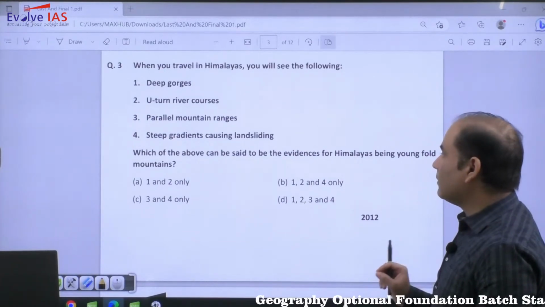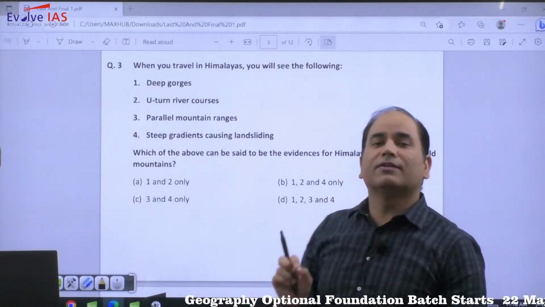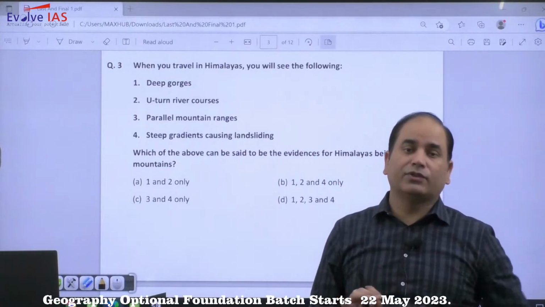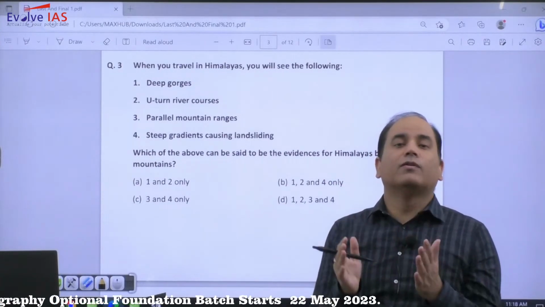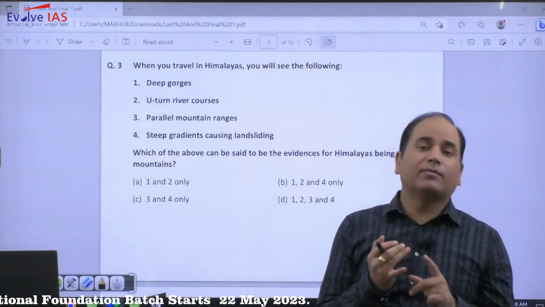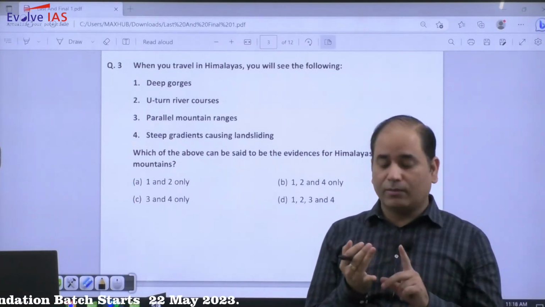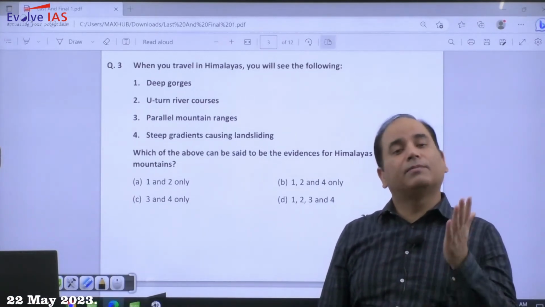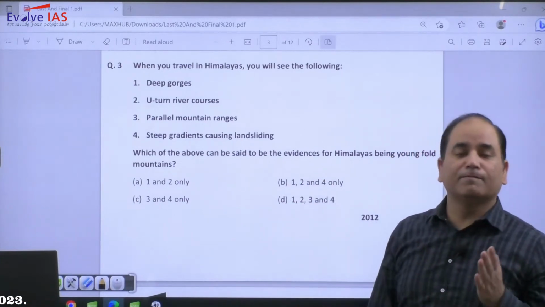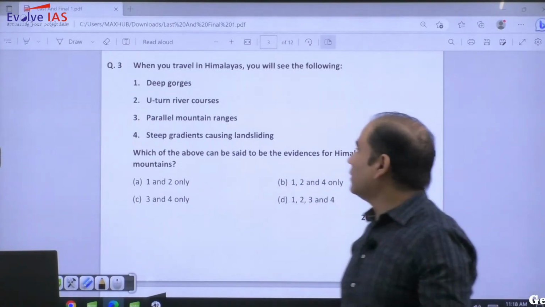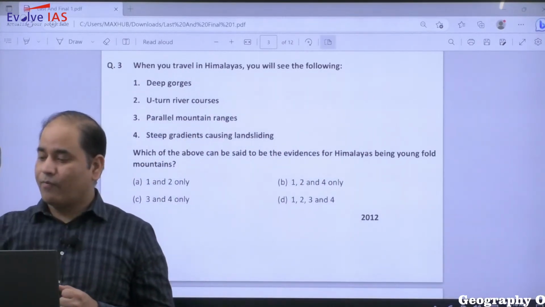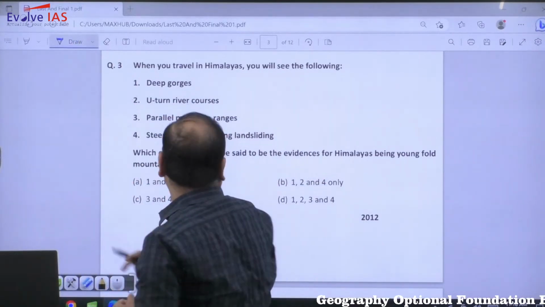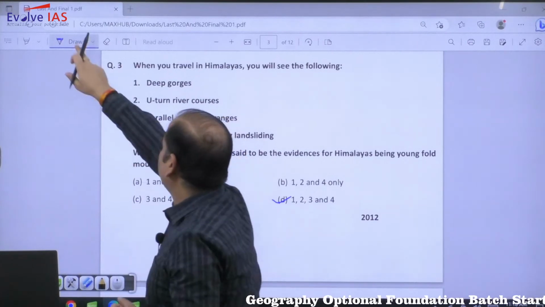As far as parallel mountain is concerned, parallel mountain is a feature specifically of Himalaya, because on the earth surface you will also have other young fold mountains, like the Rockies, Atlas, Andes, but in Rockies, Andes, Atlas you will not find the parallel ranges. This parallel mountain is present only in the case of Himalaya. So that is also a particular feature. So the answer of this question will be D, that is 1, 2, 3 and 4.